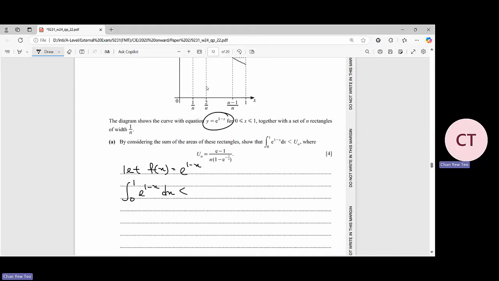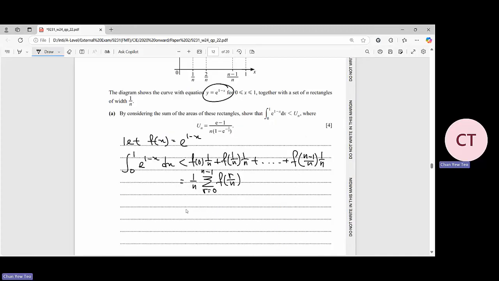So it will start from f(0) times 1 over n, plus f(1 over n) times 1 over n. Continue with this pattern until the last one will be f((n minus 1) over n) multiplied by 1 over n. So you can factorize the 1 over n out. This one you can write as f(r over n), with r starting from 0 until n minus 1.